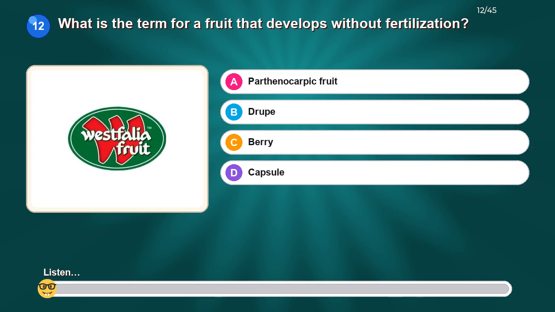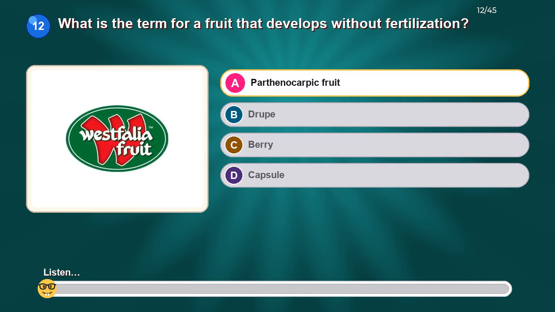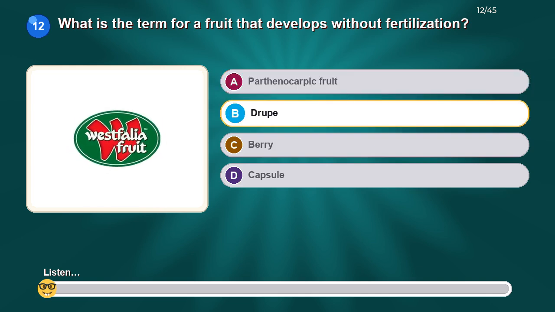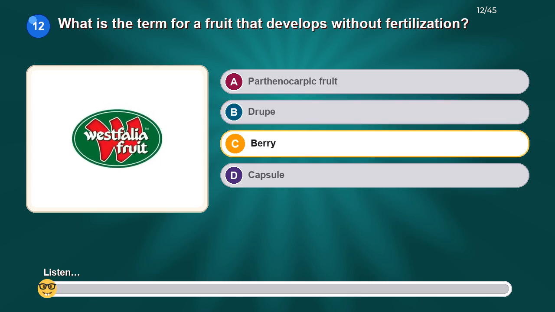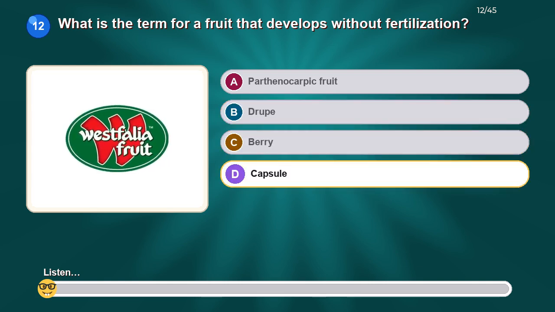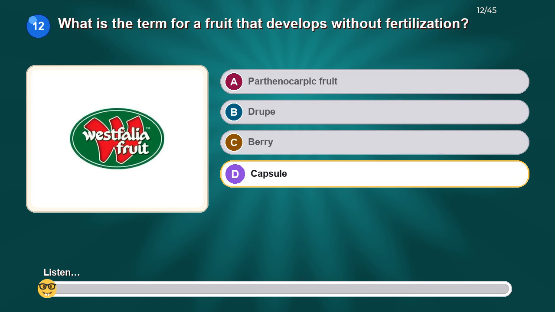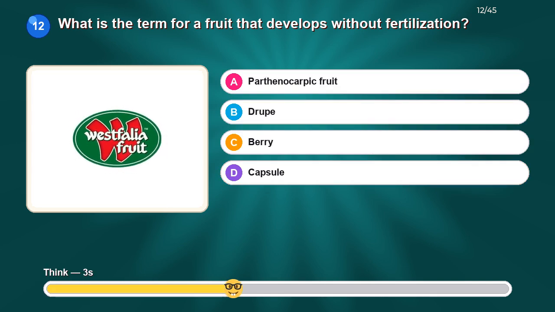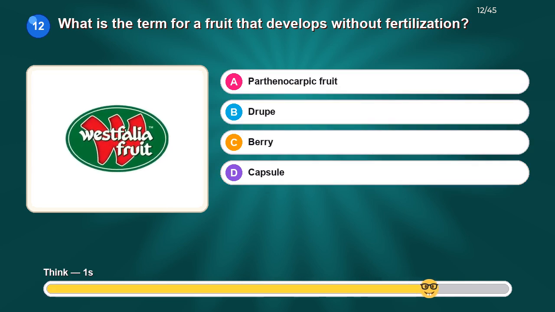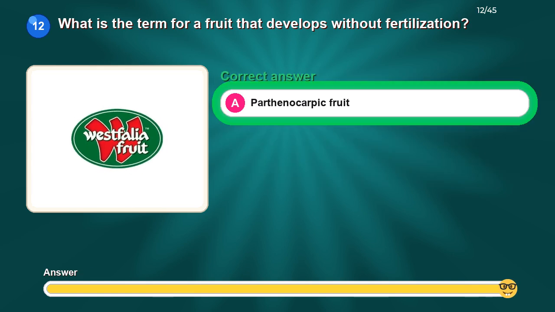What is the term for a fruit that develops without fertilization? Option A, parthenocarpic fruit. Option B, drupe. Option C, berry. Option D, capsule. The correct answer is parthenocarpic fruit.